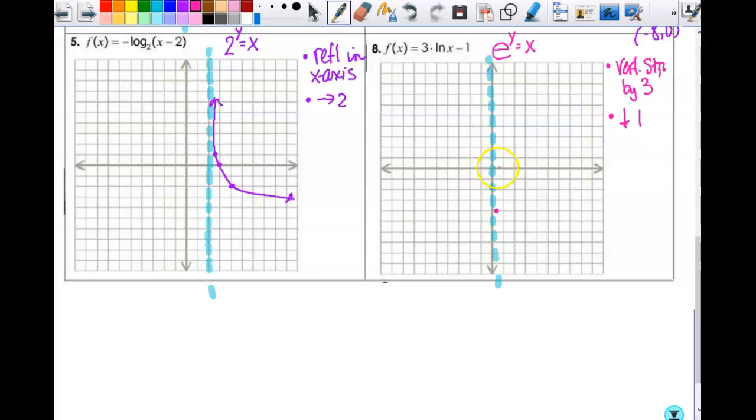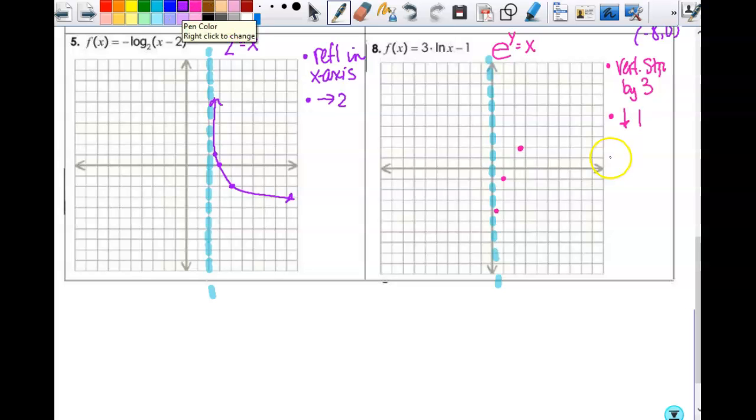When y is 0, x is 1. Vertical stretch by 3, well, 0 times 3 is 0, and then I go down 1. When y is 1, x is what? About 2.7. Vertical stretch by 3, my y value is 1, so my y value becomes 3, and then I go down 1. End up right there. All right, so did I graph my x-intercept? No. So I got to go see what's happening with that.